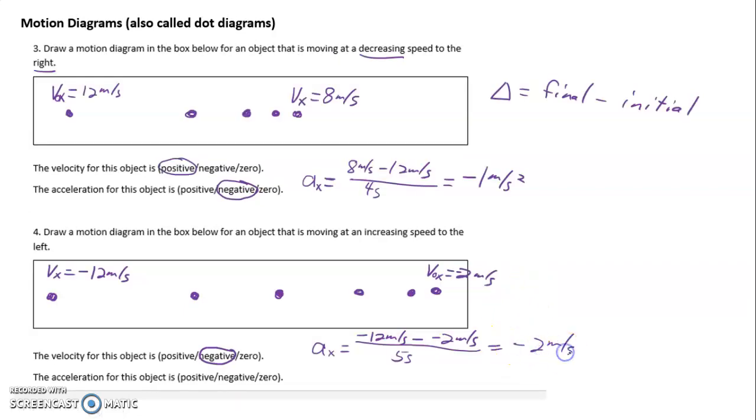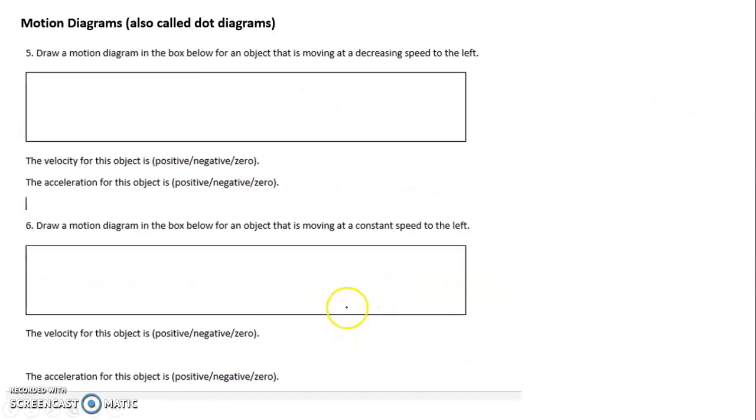Negative 2 meters per second squared. So in fact here, the acceleration is negative. The object is speeding up, and yet the acceleration is negative. Let's look at 2 more examples. Here, the object is decreasing speed to the left.